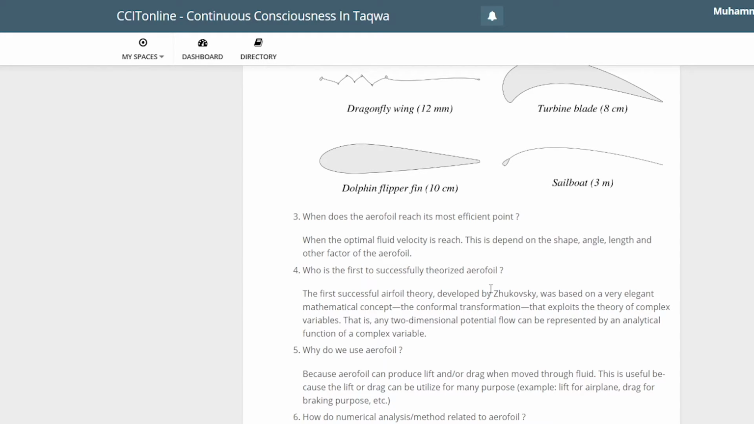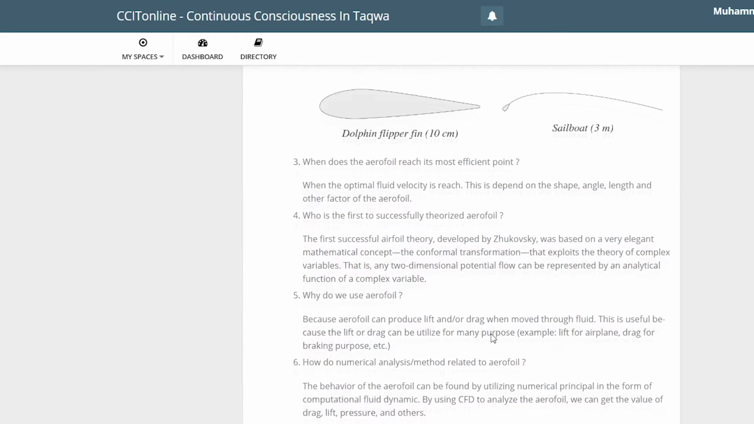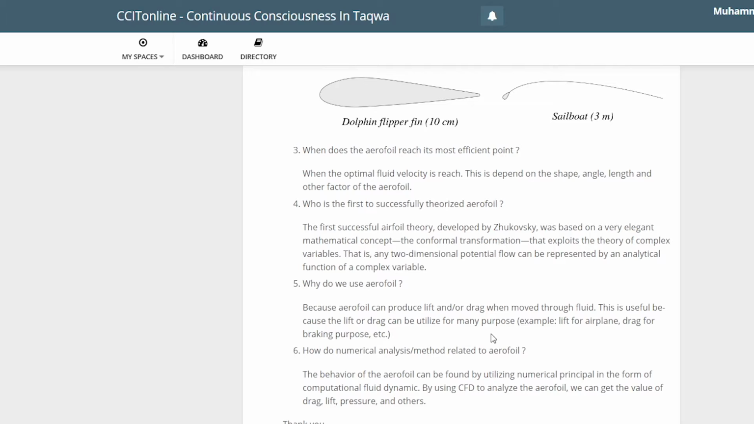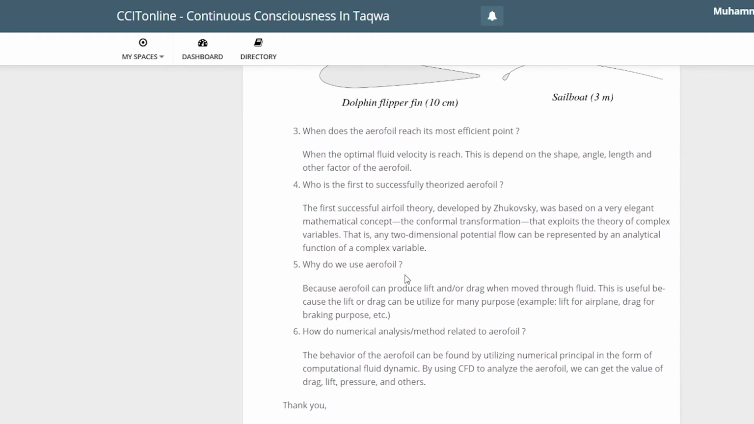For the next question, who was the first to successfully theorize aerofoil? The first successful aerofoil theory, based on my quick search on the internet, was developed by Zhukovsky, which is a mathematical concept that utilizes the theory of complex variables, called conformal transformation. That is, any two-dimensional potential flow can be represented by an analytical function of a complex variable.